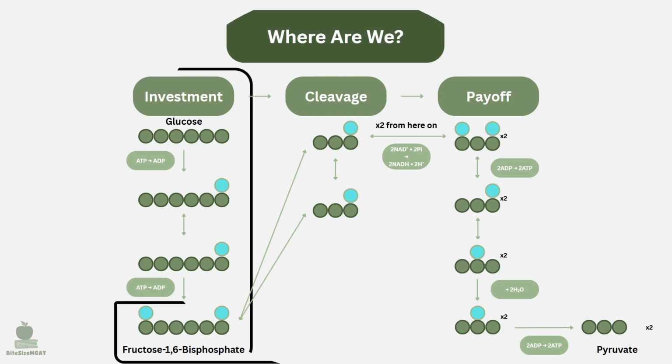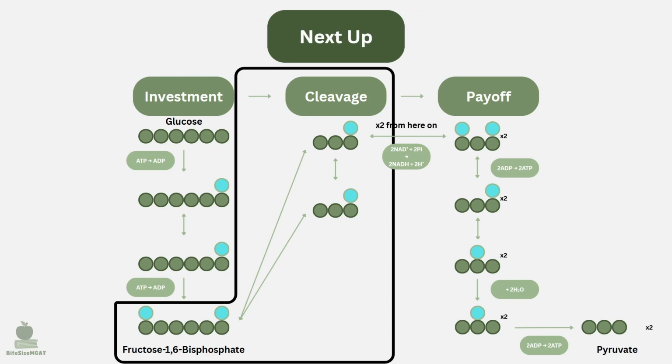So now let's talk about this middle phase, cleavage. Phase 2 is where we have the great split. We split from a 6-carbon molecule into 2 3-carbon molecules. From here on, we get 2 of every intermediate and other products that we produce.